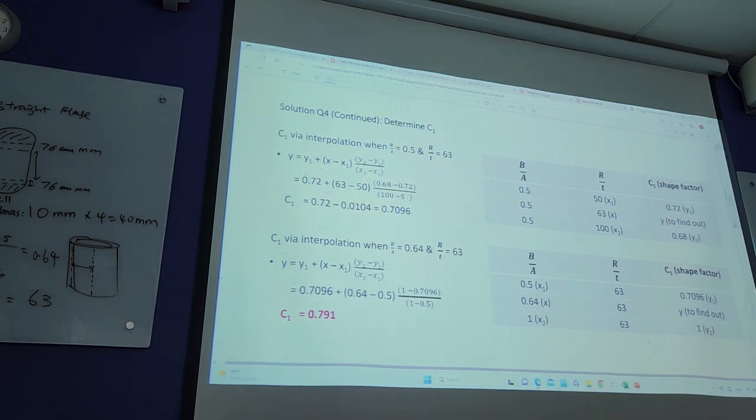Gentlemen, any questions? Of course, when you go back, when you do your project, at least you have some idea how to approach.